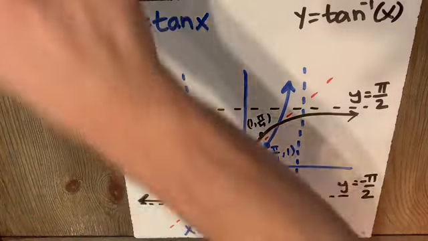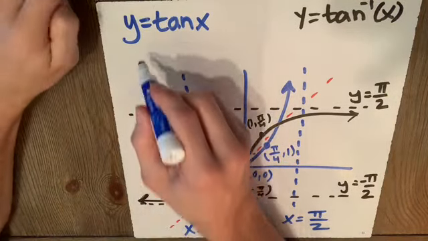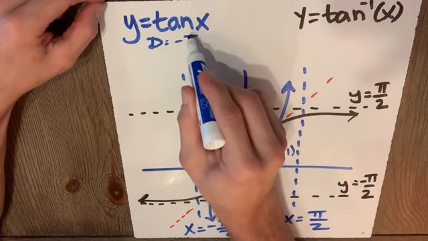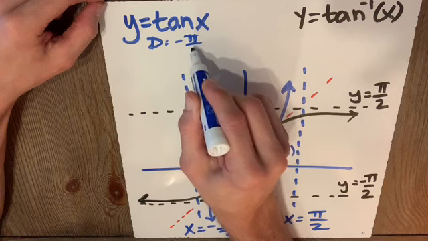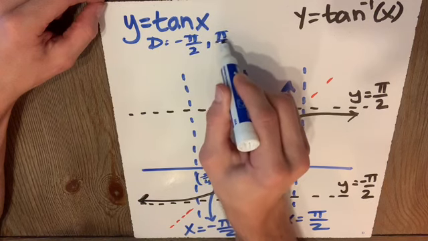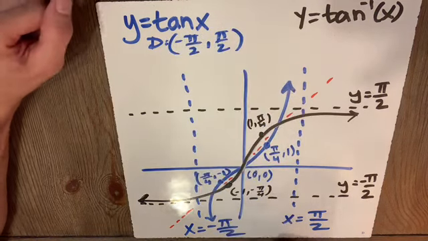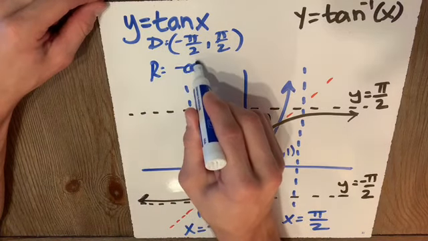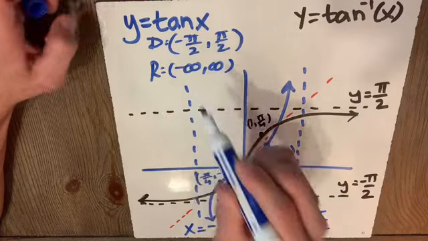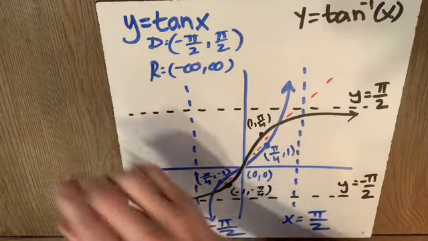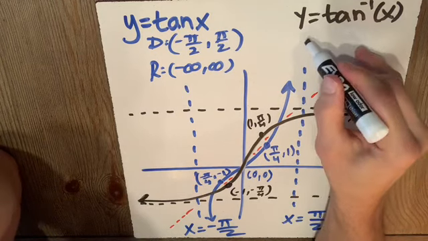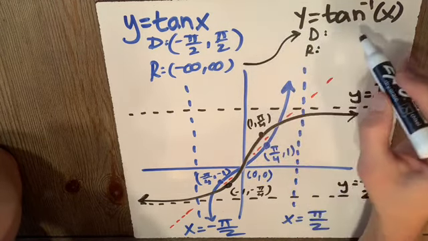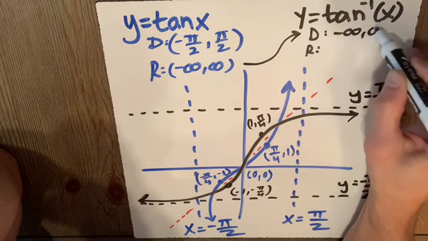So let's talk about what we know here. We established just a moment ago that the domain of the tangent was negative pi over 2 to pi over 2, and those had those curvy brackets because we couldn't include the endpoints. And the range was negative infinity to infinity. So what happens when I do the domain and range of the inverse function? Well, the range becomes the domain. I should have negative infinity to infinity.